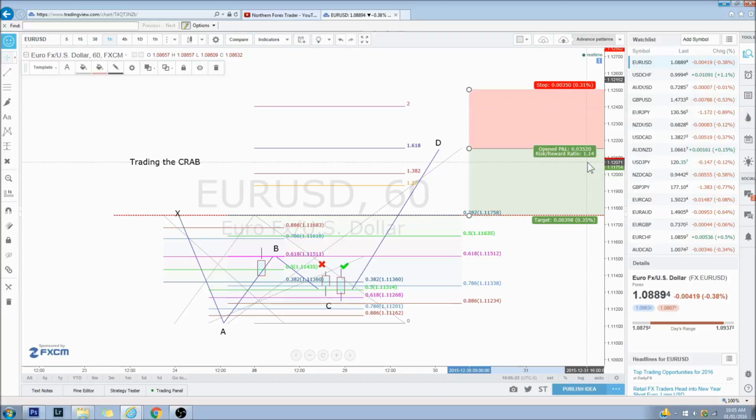So you're looking at about a 1-to-1 ratio, and if you hit your second target, that's almost a 2-to-1 ratio. And that's how you trade the crab.